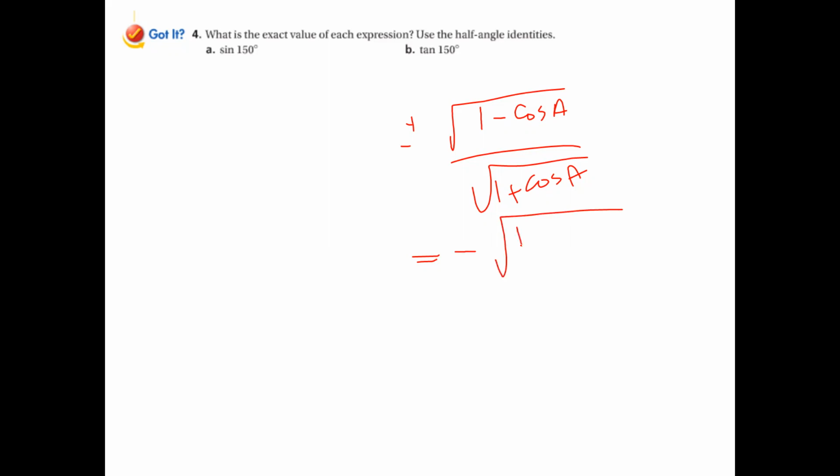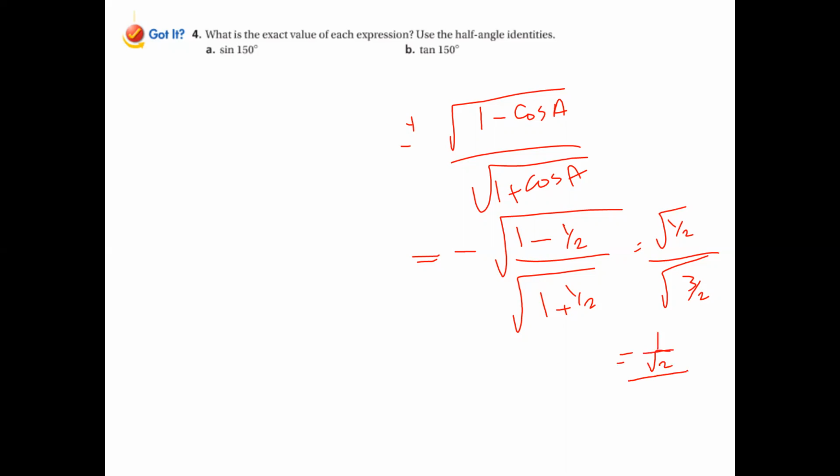Square root of 1 minus cosine 300, we say that it is 1 over 2, over 1 plus 1 over 2. So it is square root of 1 over 2 over square root of 3 over 2. The square root of 1 minus 1 over 2, yes, it is 1 over square root of 2 over square root of 3 over square root of 2. So it is negative 1 over square root of 3.